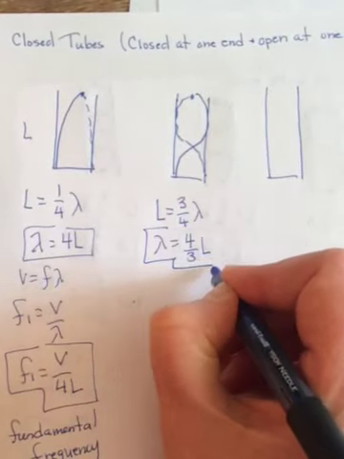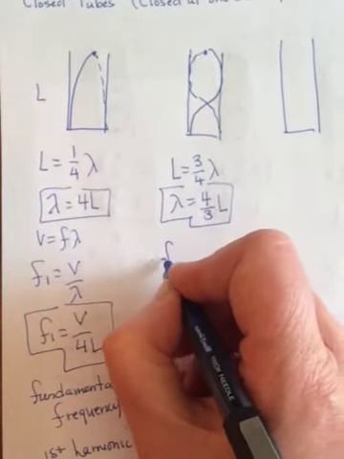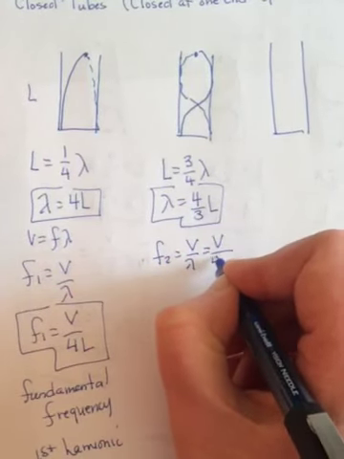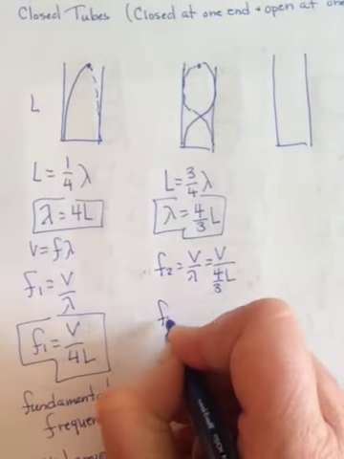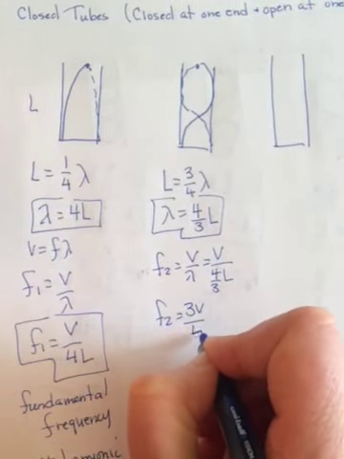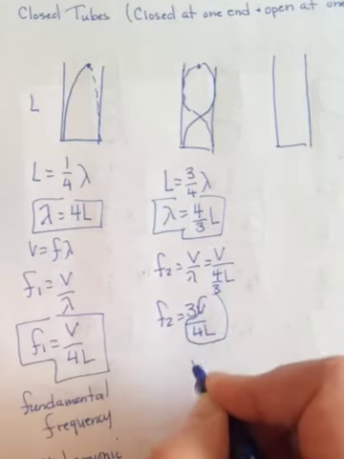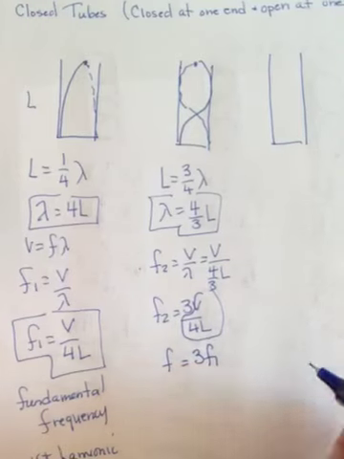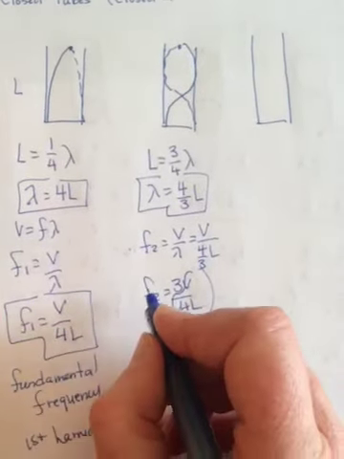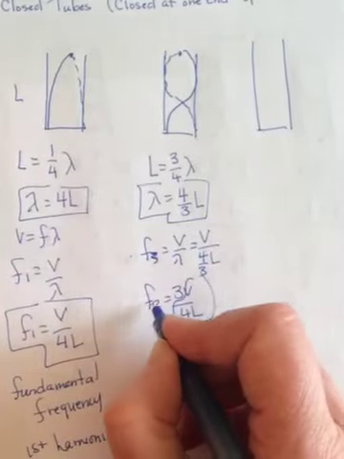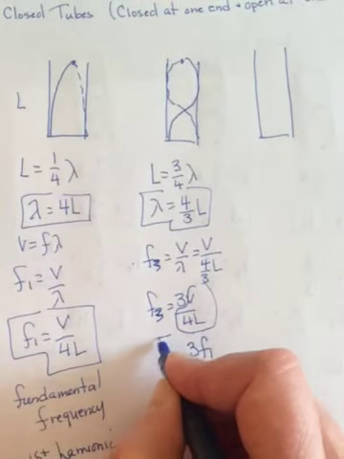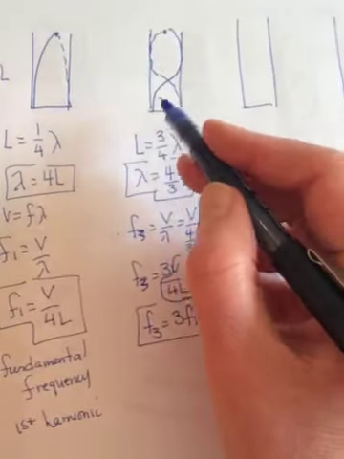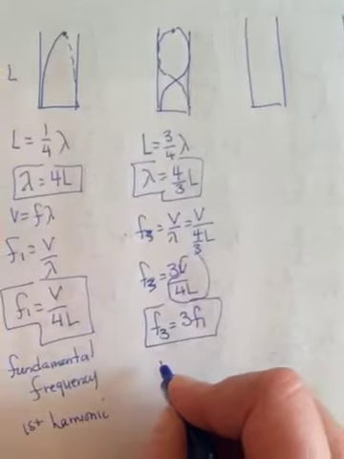And we're going to do exactly the same thing. So F2 will equal V over lambda, which will be V over 4 over 3L. So F2 will equal 3V over 4L. And there's that V over 4L. So this F is equal to 3 times F1. What? 3 times F1? It's not an F2 then. It's an F3. F2 doesn't exist. You can't have 2 quarter wavelengths because you need an odd number because of that antinode.